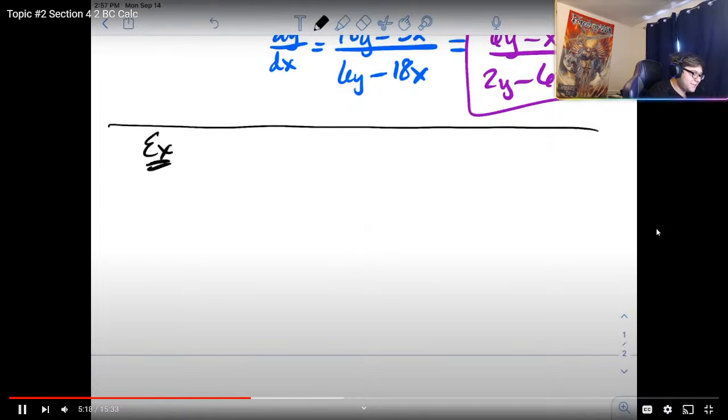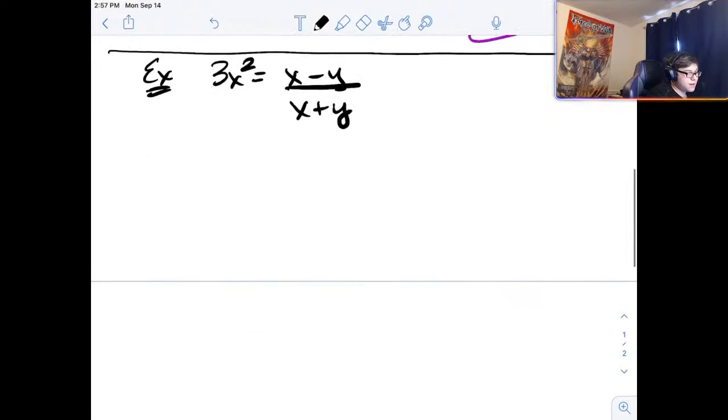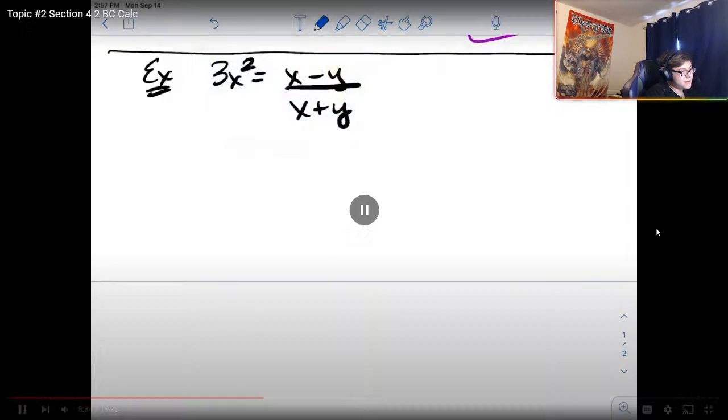Yes. Implicit differentiation. I have seen questions written like this before. 3x squared is equal to (x minus y) over (x plus y). Just by the nature of the fact that the right-hand side of the equal sign is a quotient, we're going to have to use the quotient rule. So let's start in on the derivative.